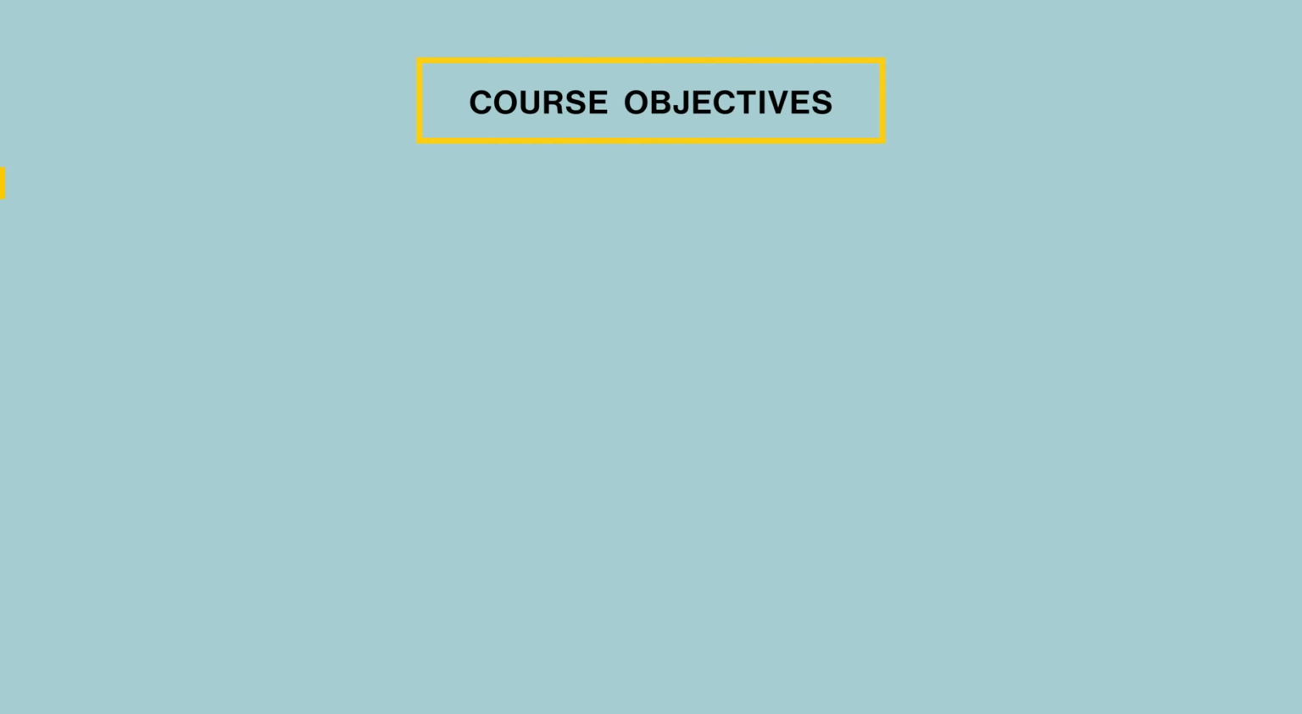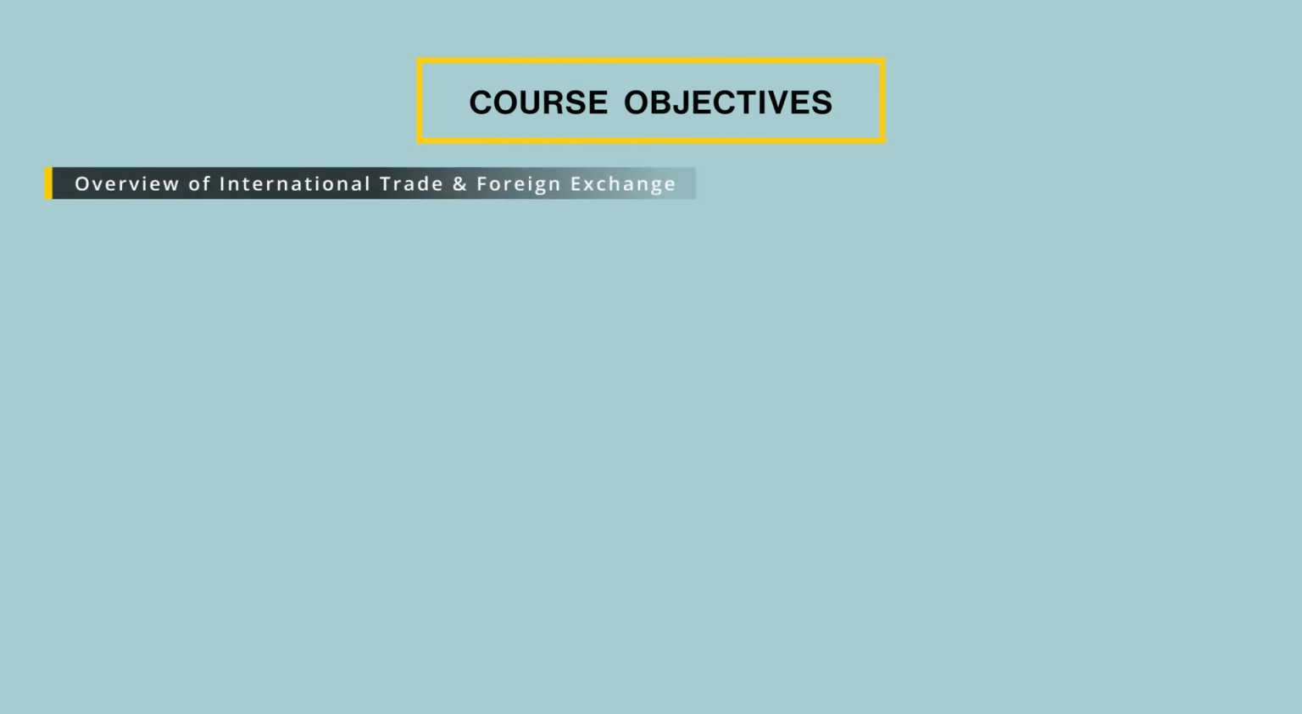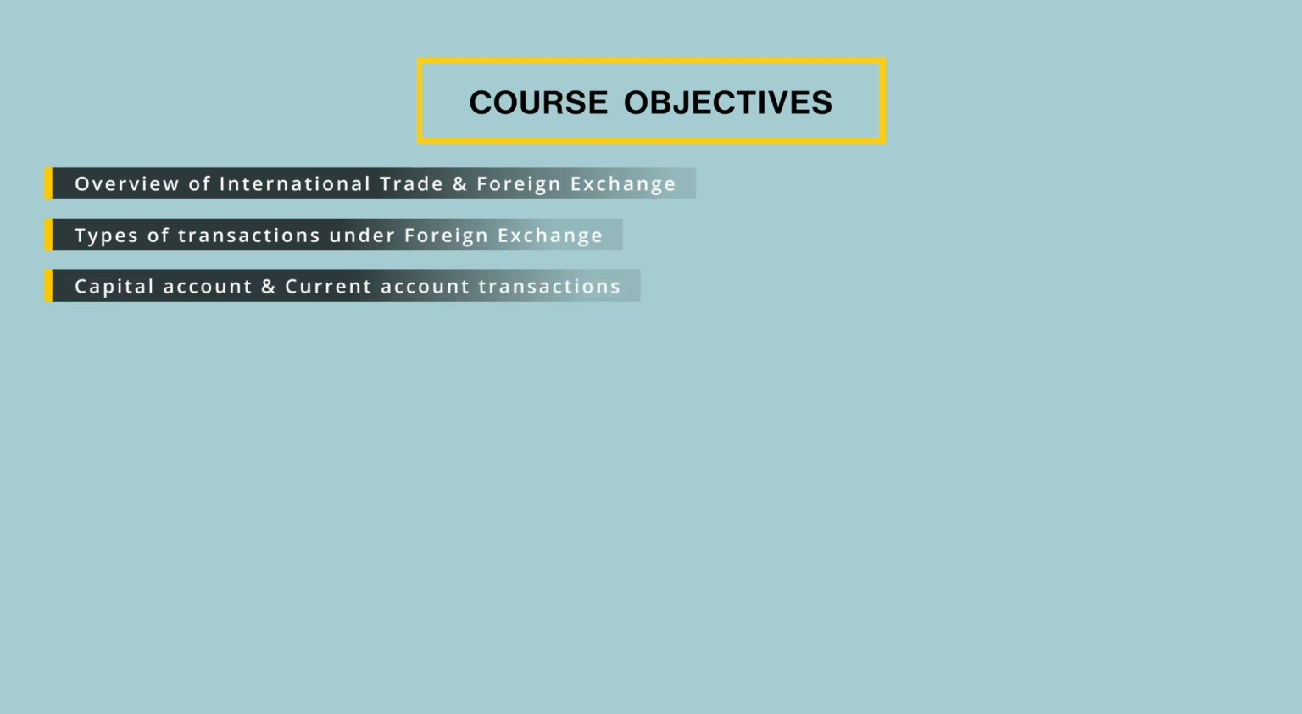Let us first look into the objectives of the course. The course speaks about the overview of international trade and foreign exchange, the meaning of international trade, the meaning of foreign exchange, what are the various types of transactions under foreign exchange, the inward remittances and the outward remittances. The course also deals with the meaning of capital account and current account transactions.